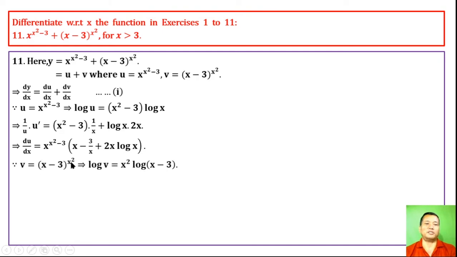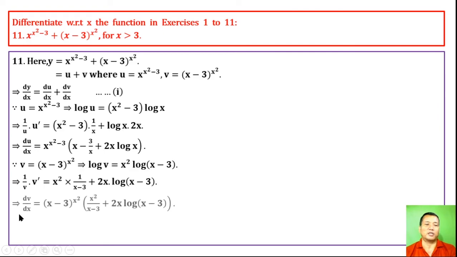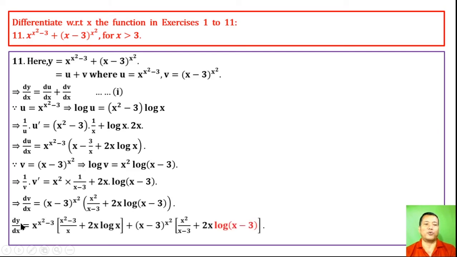Since v is equal to (x minus 3) whole to the power x square, taking log on both sides, we get log v equal to x square times of log of (x minus 3). Taking derivative on both sides with respect to x, we get 1 by v into v dash equal to x squared into whose derivative is 1 by (x minus 3) into 1 plus second function log of (x minus 3) remains unchanged into derivative of x squared is twice x, which gives the v dash, that is dv by dx equal to this. Putting the values of du by dx and dv by dx in 1, we get dy by dx equal to this, which is the required derivative.